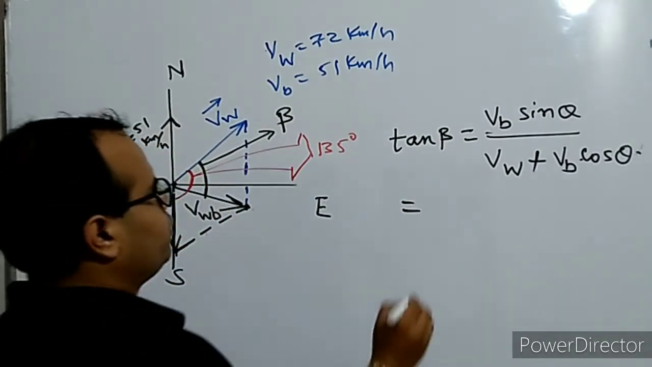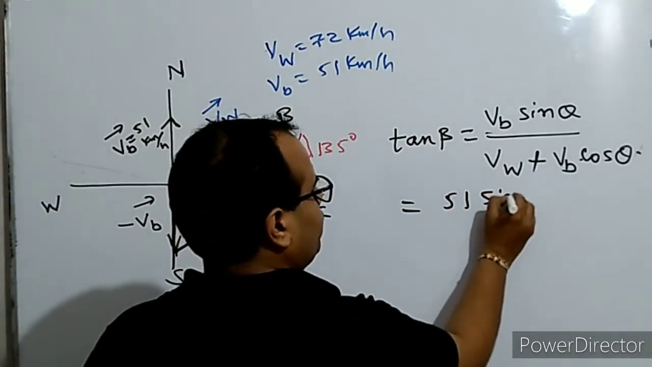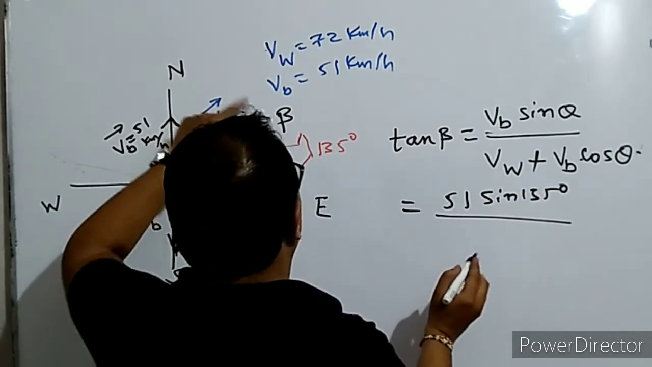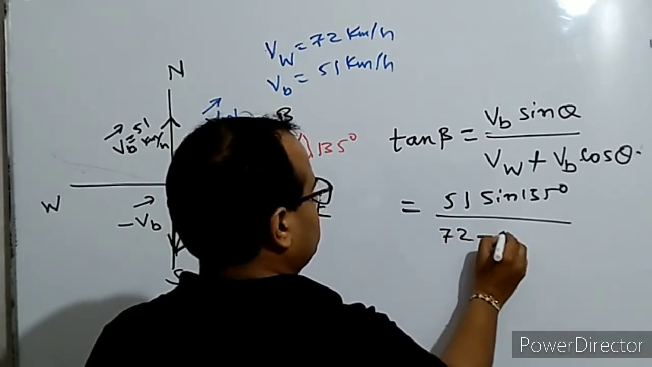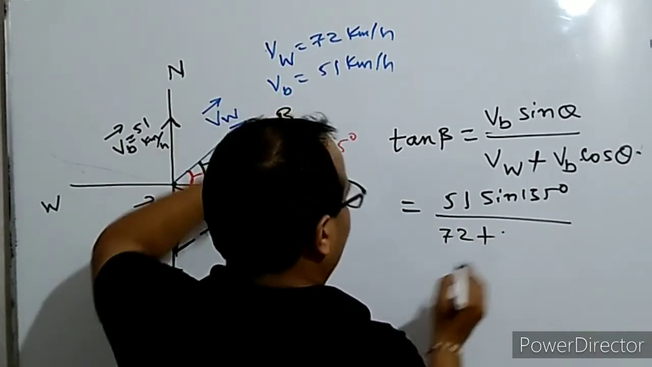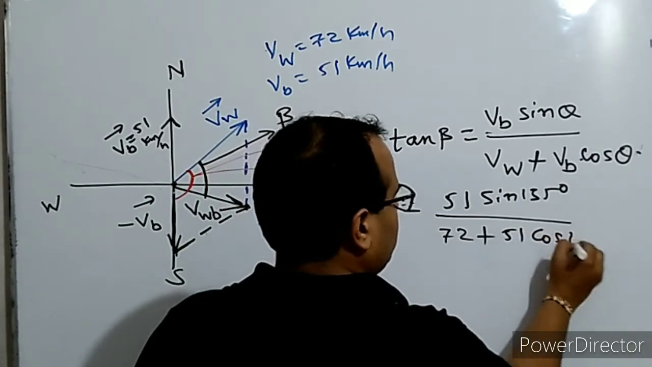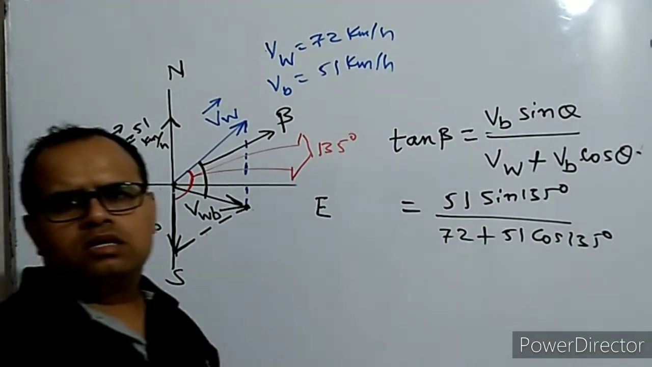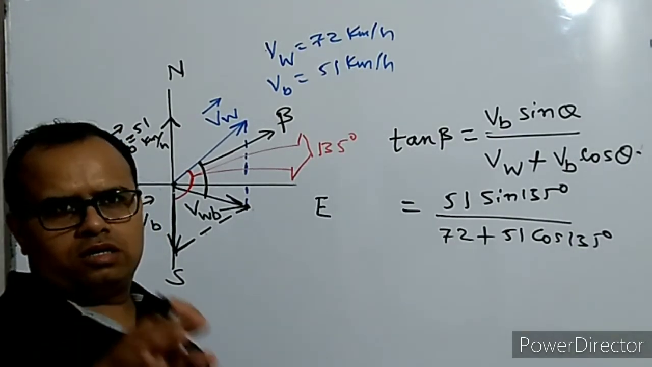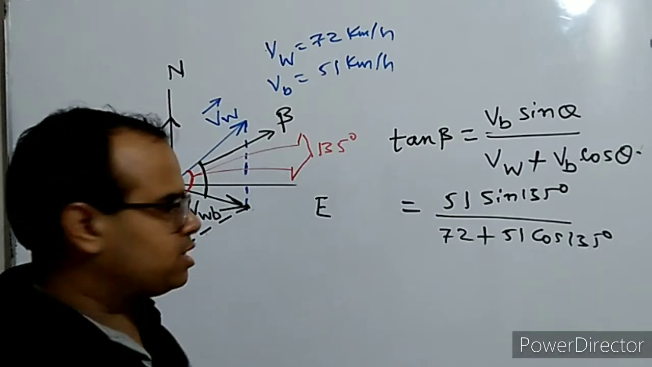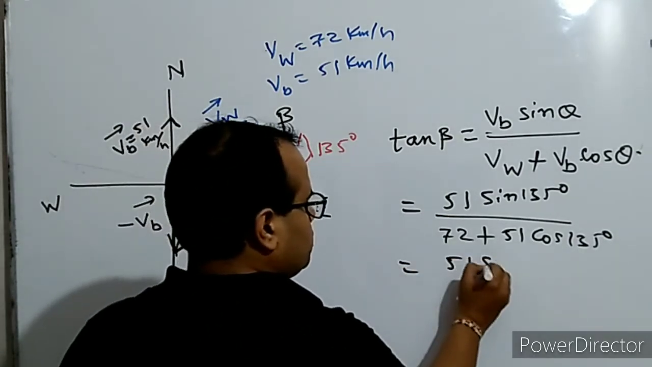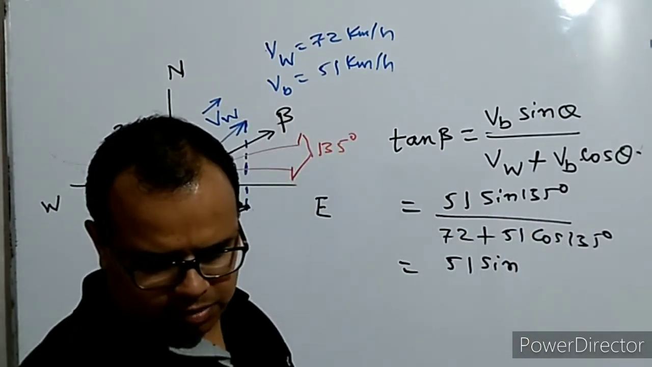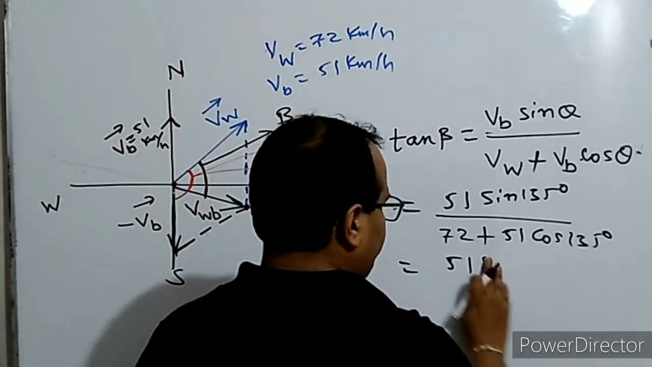What is VB? It is 51 sin 135 degrees, divided by VW, which is 72, plus VB, which is 51 cos 135 degrees. Cos 135 means cos of 90 plus 45. Cos of 90 plus theta is negative, since 90 plus theta is in the second quadrant, so there is a minus sign. And sin of 90 plus 45 is cos 45.